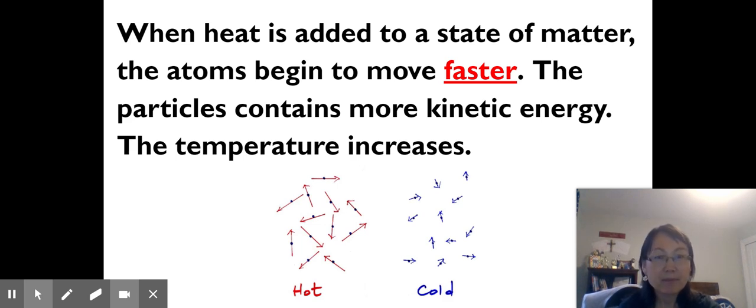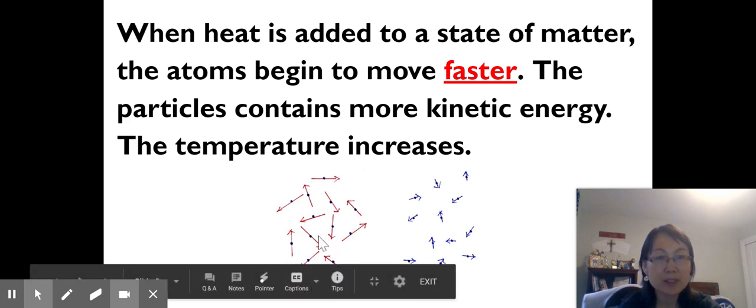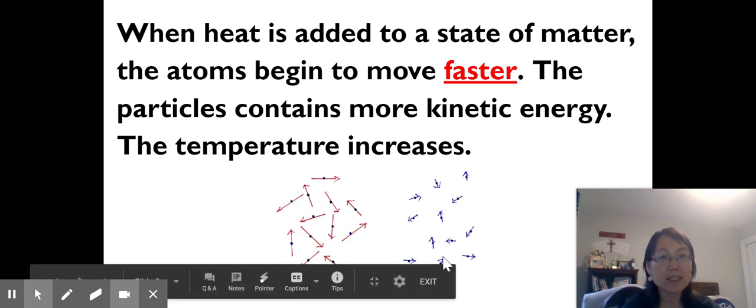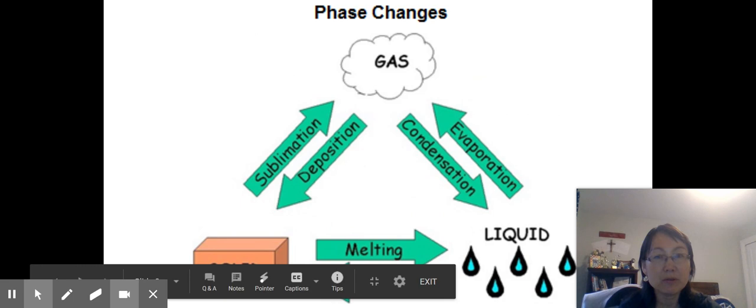So a hot object has more kinetic energy, and the temperature is higher. And a cold object has less kinetic energy, and the temperature is lower.